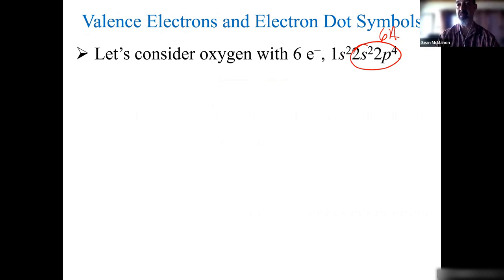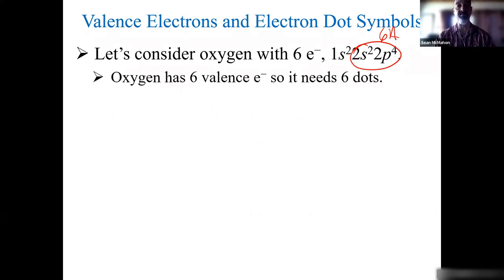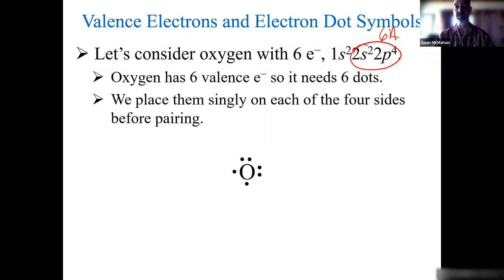Okay? So how am I going to draw the 6 valence electrons? 6 dots. So I draw oxygen, and I start by not pairing them. So basically I go 1, 2, 3, 4 sides, and now I have to pair them. Sorry, let me redo that. I'm sorry, my bad. I start with 4 sides, 1, 2, 3, 4, and then I need 5, 6. So oxygen has 6 valence electrons, 6 dots.